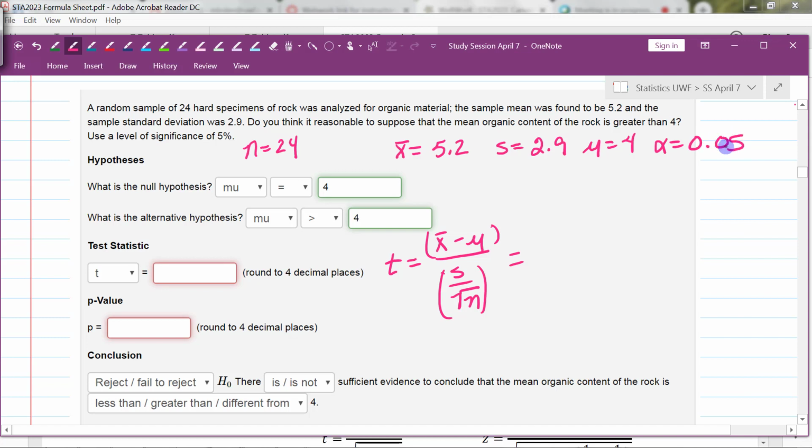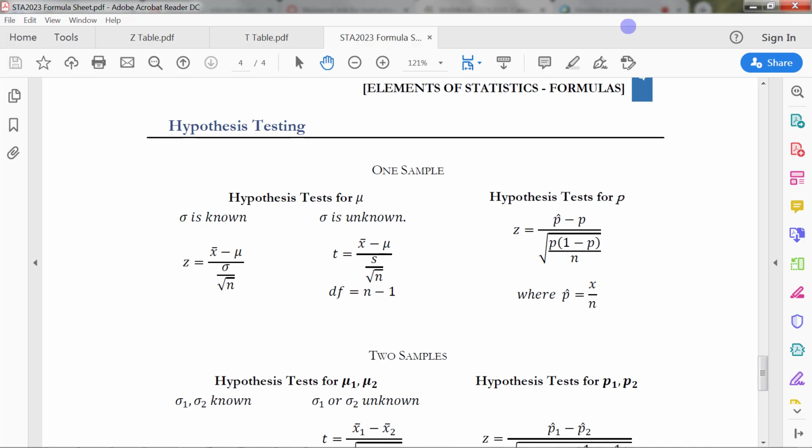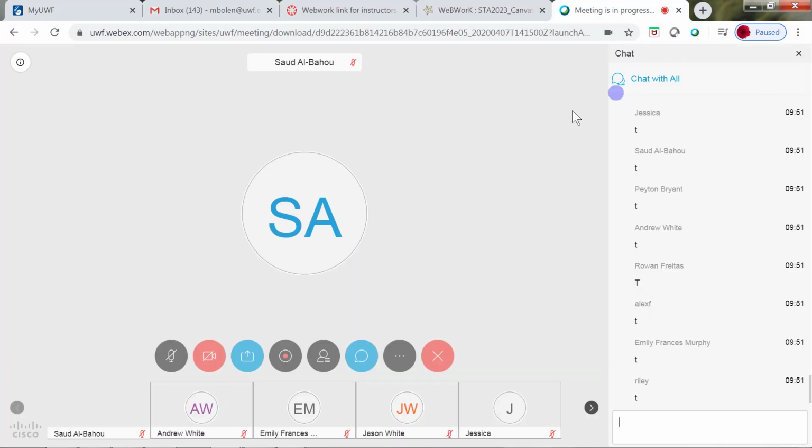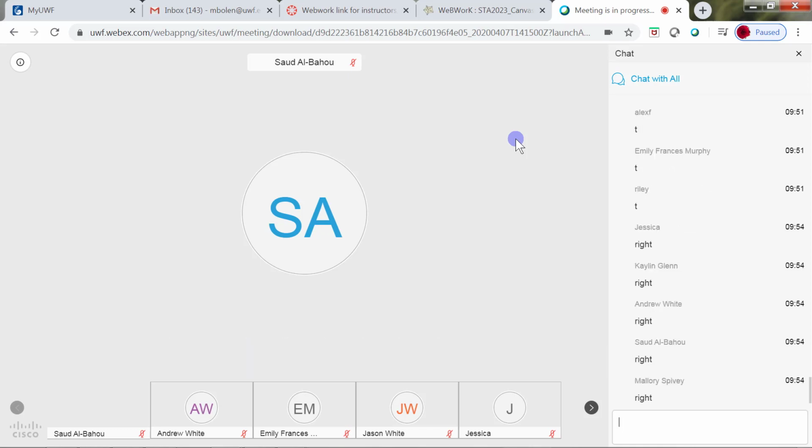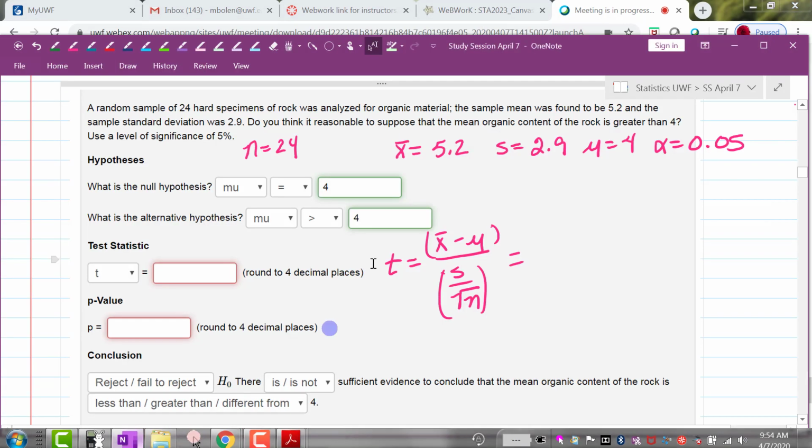Is this a one-tailed or two-tailed test? It is a one-tailed test. Is it a right-tailed test or a left-tailed test, everybody? Right tail or left tail? Excellent. Yes. Very good. Okay, so back to the problem.